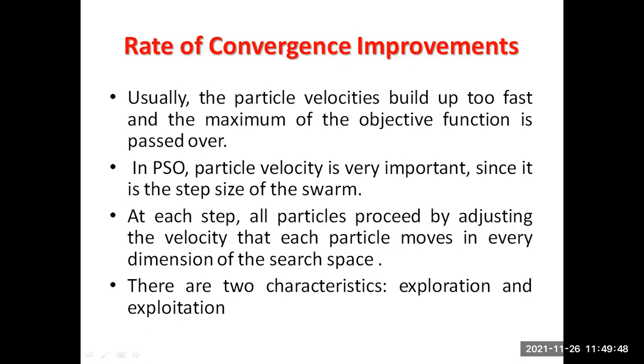So how can we make this computation speed faster and faster? Usually the particle's velocity builds up too fast and the maximum of the objective function is reached fast. So normally the velocity of the particle is too fast, so it will move in the search space at a very fast rate. Okay. So in PSO, particle's velocity is very important since it is the step size of the swarm. At each step, all particles proceed by adjusting the velocity, so each particle moves in every dimension of the search space. So there are two characteristics: one is the exploration and the second is the exploitation.